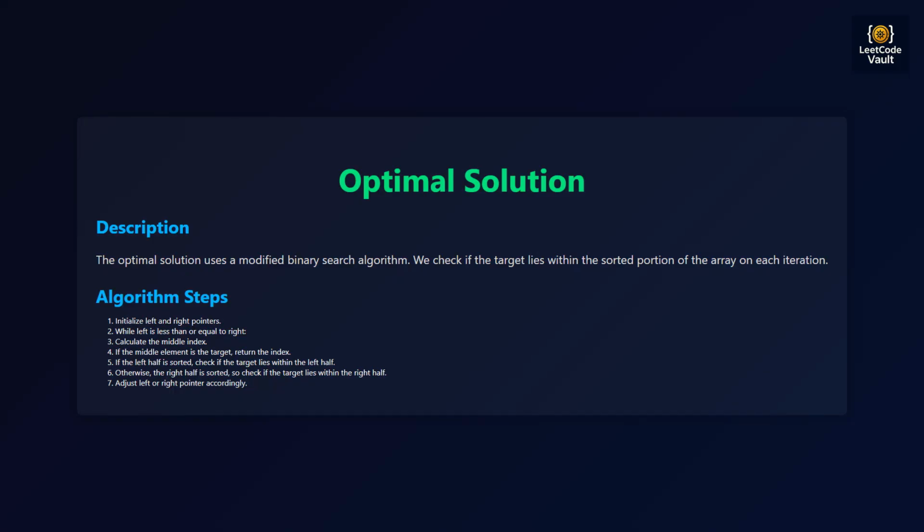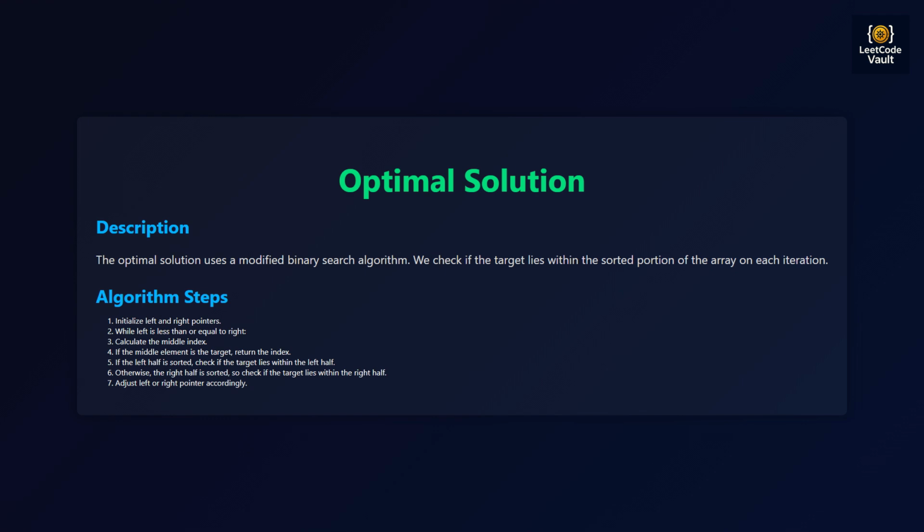Optimal solution. The optimal approach leverages the fact that even though the array is rotated, it's still partially sorted. We can use a modified binary search to efficiently find our target. We'll start by comparing the middle element with the target. If they're equal, we're done. If not, we need to determine which half of the array is still sorted.